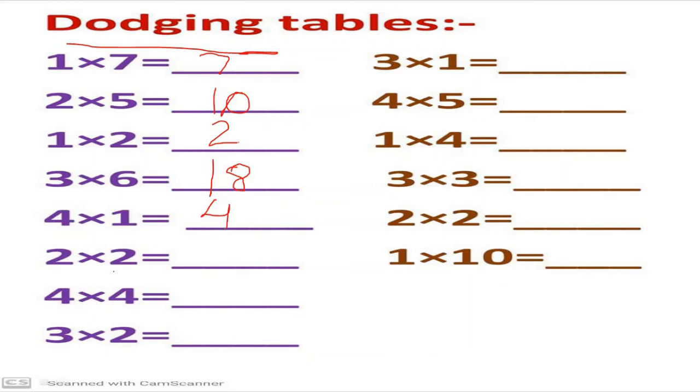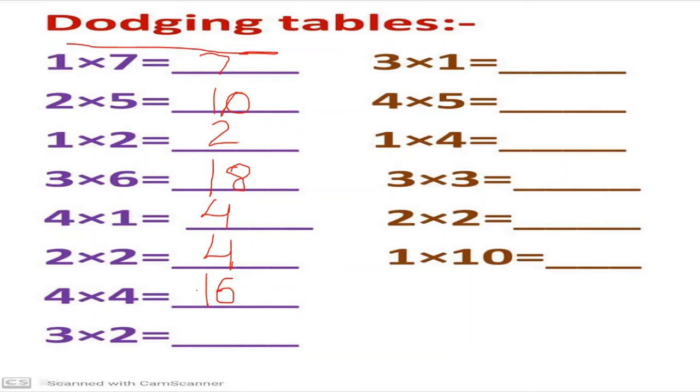Next is table of 2. So 2 ones are 2. 2 twos are, what will come? 2 twos are, yes, 4. Table of 4. Start counting. What will come? 4 ones are 4. 4 twos are 8. 4 threes are 12. 4 fours are, what will come? 4 fours are 16.